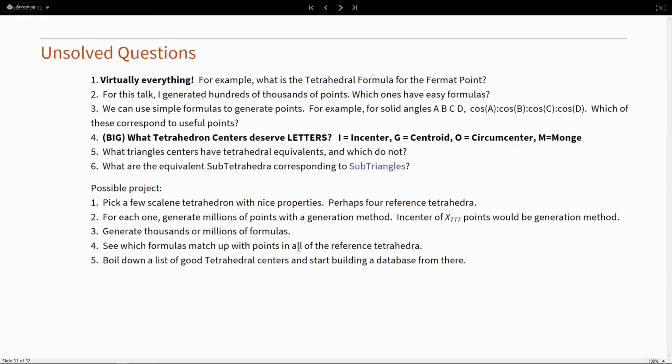It's quite possible that a formula would match up for a single tetrahedron, but not all tetrahedra. So basically, you want 4 different reference tetrahedra to make sure that something that seems to work will work in all of them. And then boil down a list of good tetrahedral centers and start building up a database similar to the Encyclopedia of Triangle Centers.